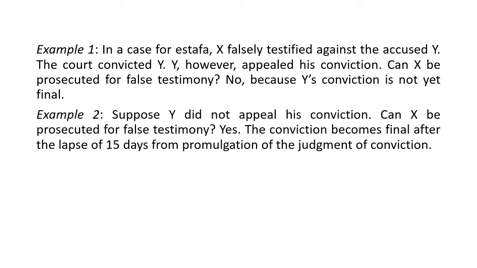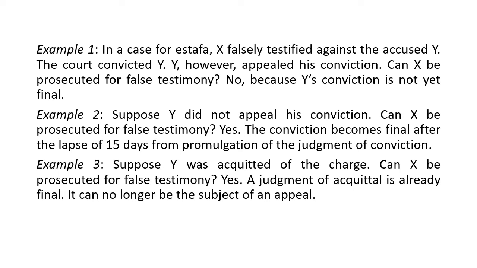Example number 2. Suppose Y did not appeal his conviction. Can X be prosecuted for false testimony? The answer is yes. The conviction becomes final after the lapse of 15 days from promulgation of the judgment of conviction. Example number 3. Suppose Y was acquitted of the charge. Can X be prosecuted for false testimony? Yes. A judgment of acquittal is already final. It can no longer be the subject of an appeal. Why? Because to allow the prosecution to appeal a judgment of acquittal will violate the constitutional right of an accused against double jeopardy.